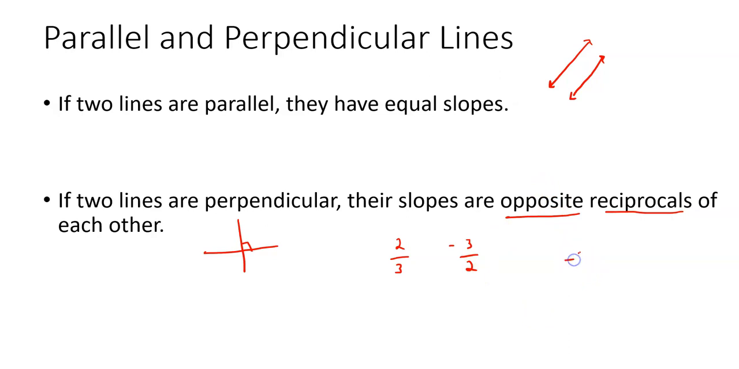What do I do if I have -2? Well, the opposite reciprocal of -2 is +1/2. 2 really means 2 over 1. Flip the fraction, change the sign. Okay, so those are opposite reciprocals. Slopes of perpendicular lines are opposite reciprocals.